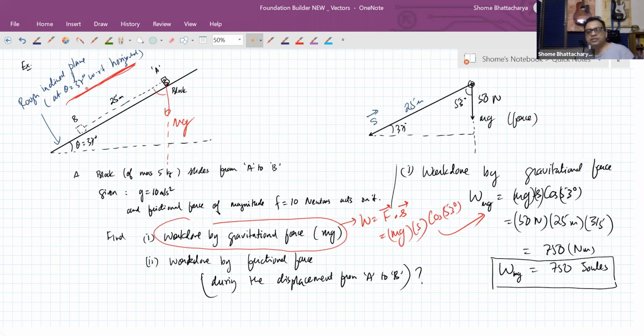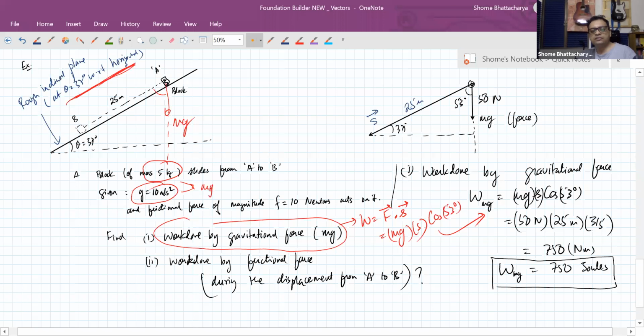Yes, mass is 5 kg. That's why the weight is 50 newtons. What are you asking, Hitanshu? Simple things, no? It's given to you. M is 5 kg and g is given as 10 meters per second square. So this much you have to understand yourself. That weight is 50 newtons. This is class 9th level stuff here. You have to understand these things.